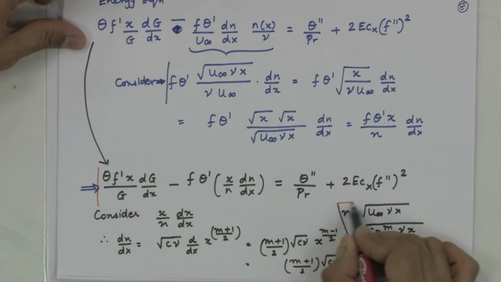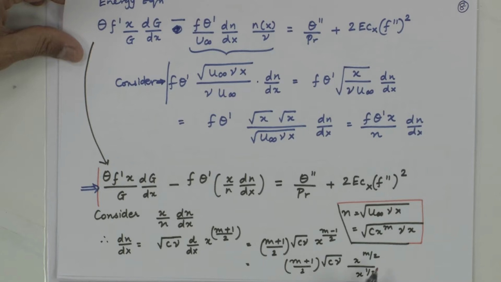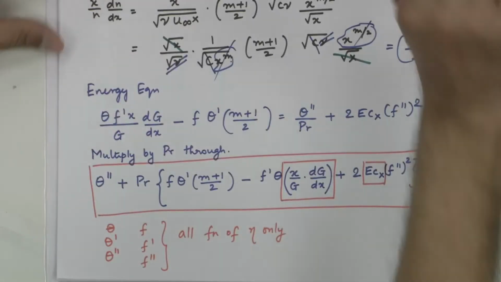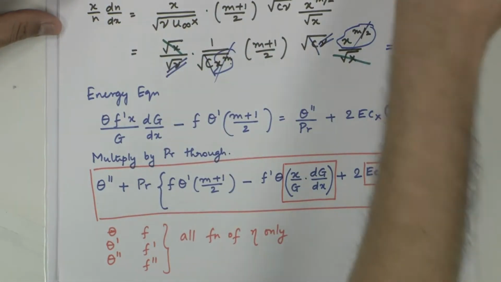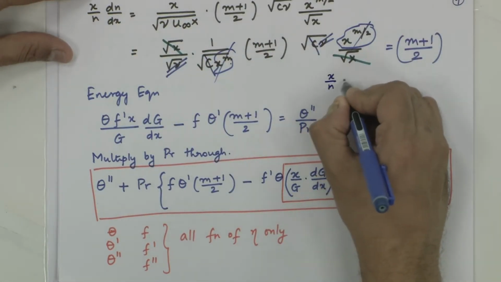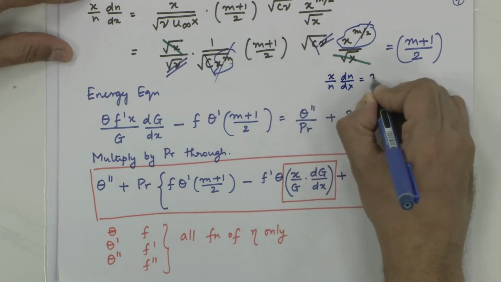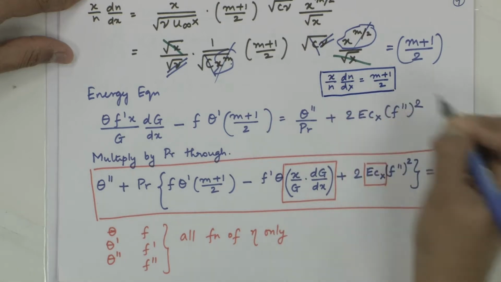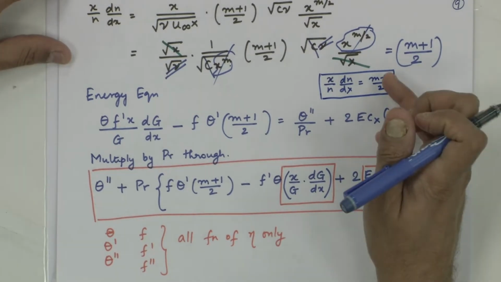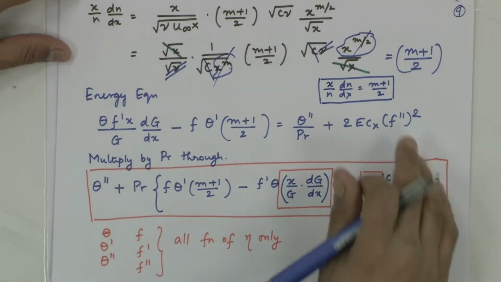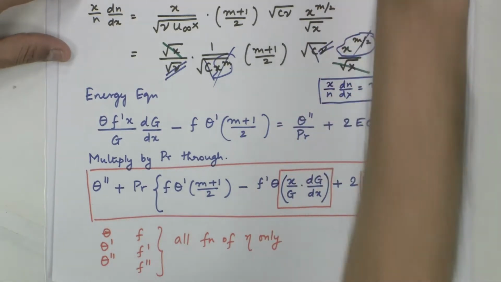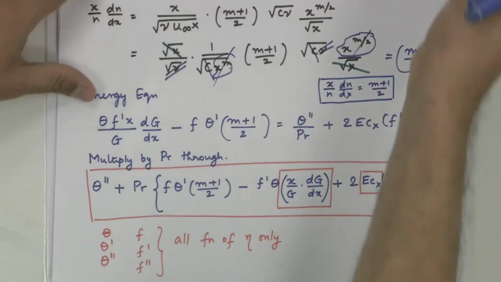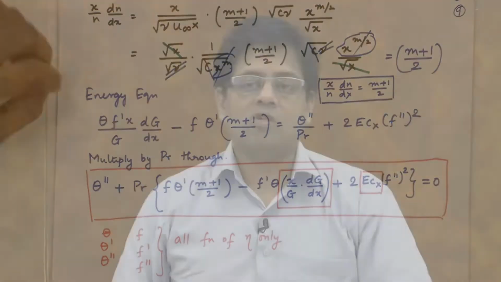By definition of eta, which is u infinity over nu x whole to the power half, we substituted for u infinity as c x to the power m, and then when we went on to define this, we came up with the fact that x over eta d eta by dx is equal to (m plus 1) by 2, where m is the pressure gradient parameter. Remember from the momentum equation, m is the pressure gradient parameter, m equal to 0 for flow over a flat plate. So we substituted this here, regrouped the terms, and we got this differential equation.